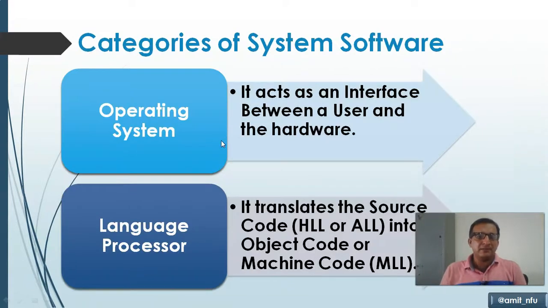So if we categorize the system software, it can be categorized in two ways. First is operating system, second is language processor. An operating system is an interface between the user, meaning we, and the hardware, whereas the language processor basically translates a high level language or assembly level language into machine level language. Now high level language is called source code, whereas machine level language is sometimes called object code or machine code, right? As I have already told you, high level language is the language which we understand, like English, and machine level language is the language which the computer understands, that's the binary language, right?